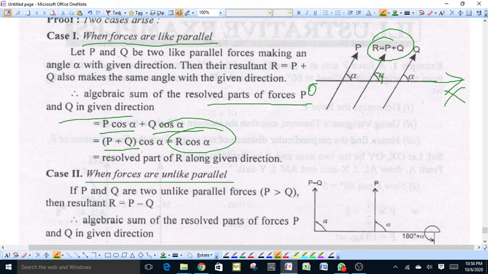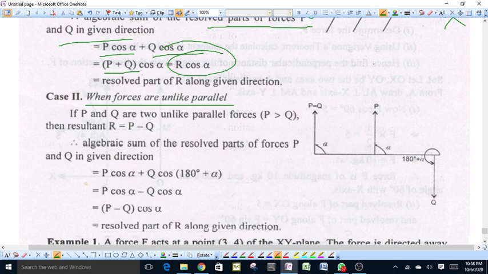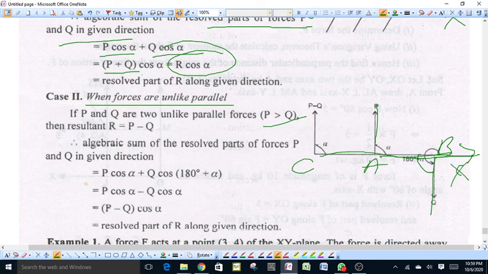Now, the second case, when forces are unlike parallel forces. Suppose P makes an angle alpha, and Q is parallel and opposite to force P. Now, suppose P is greater than Q, then R will be equal to P minus Q and will act at a point C. Suppose this is point A, this is point B, and this is point C, and R is also parallel to P and Q. Suppose we take this direction as the positive direction of the x axis.